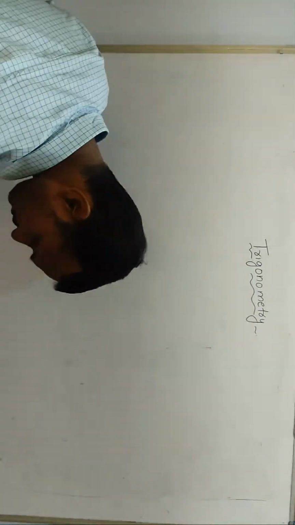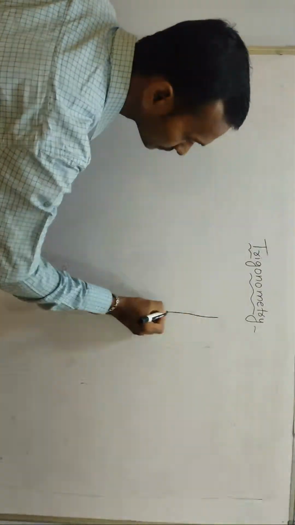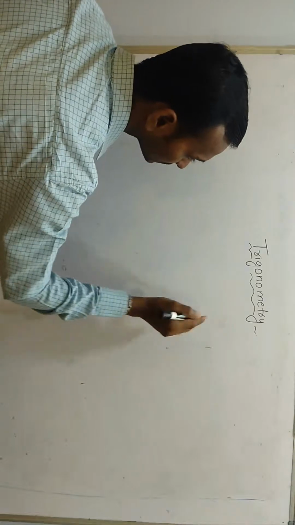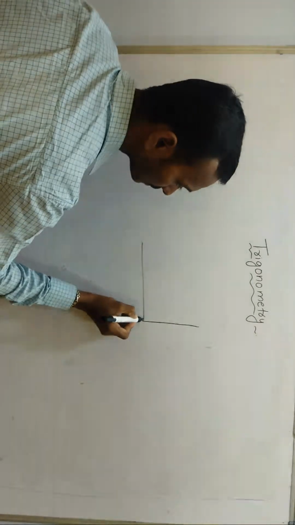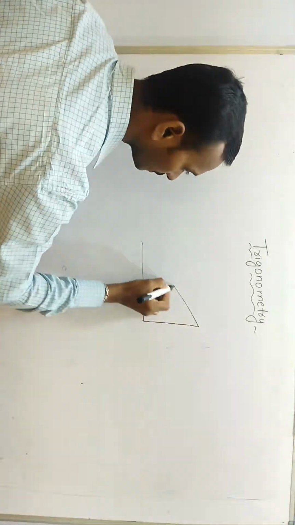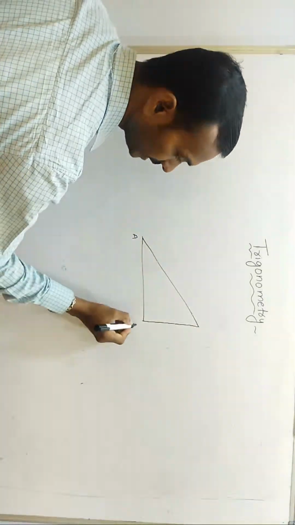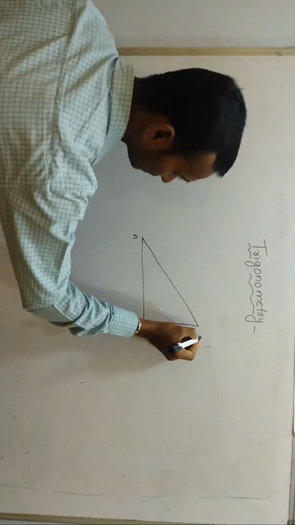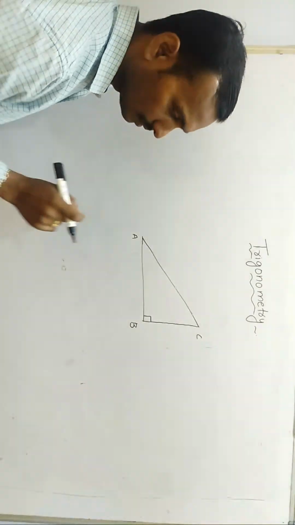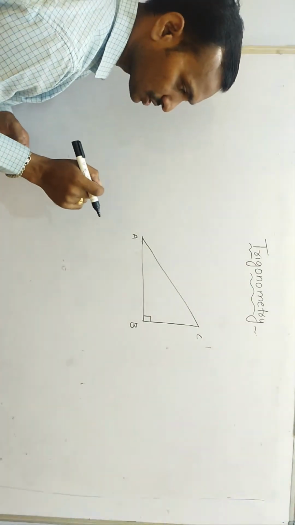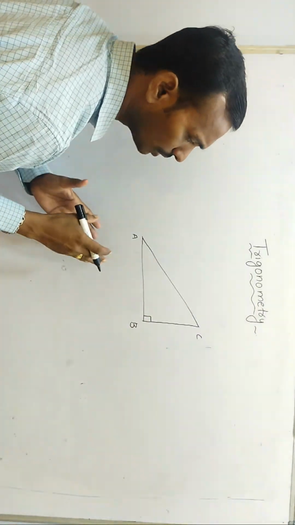First, we understand what a right angle triangle is. This is the most important thing, understanding a right angle triangle. For example, ABC is a right angle triangle. A triangle in which one angle is 90 degrees is called a right angle triangle.